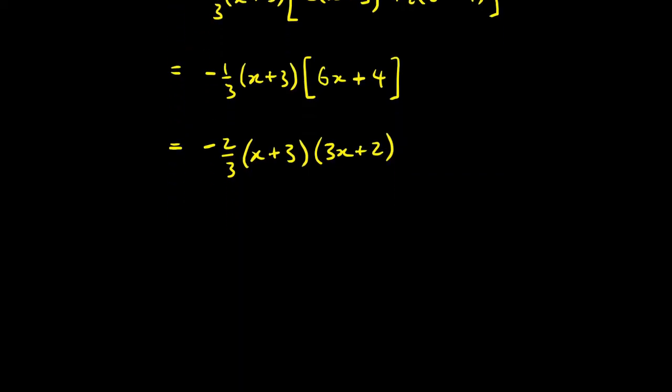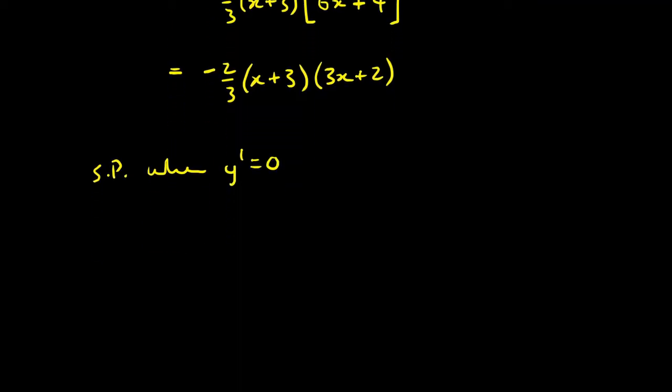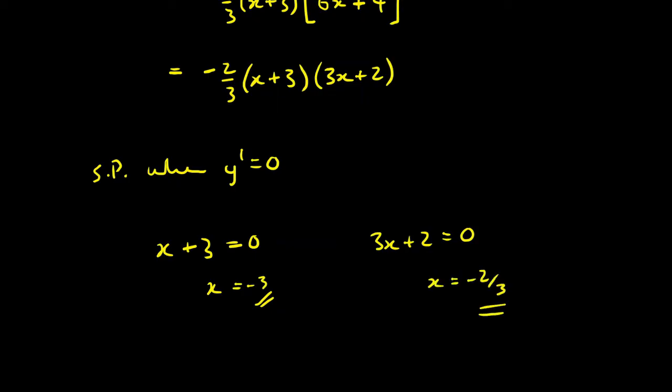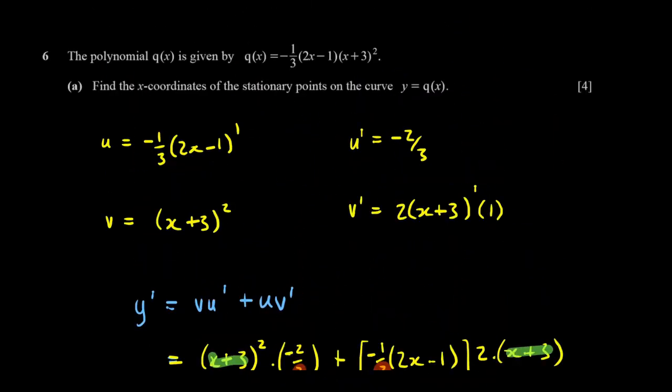Now, the question in this case is to find the stationary points. So the stationary points are when y prime is equal to 0. So we set this whole thing equal to 0. And that's going to give us two options, isn't it? Either x plus 3 is equal to 0, which means that x is equal to negative 3, or 3x plus 2 is equal to 0, and so x is equal to negative 2/3. Okay, so those are going to be the x coordinates of our stationary points.